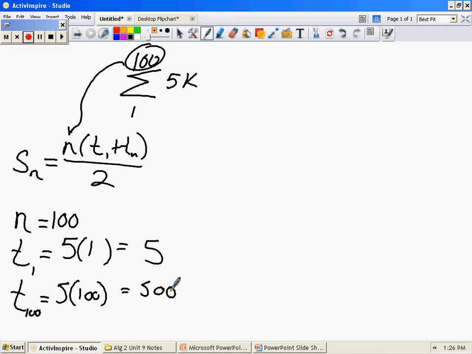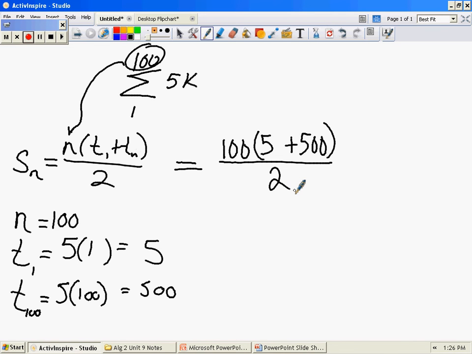So let's just plug it in and simplify. We don't need to do all that adding work because our formula is going to do it for us. So let's do it. We have n. What is n? n is 100, times parentheses, T1 was 5, plus T_n, which turned out to be T100, which is 500, over 2.